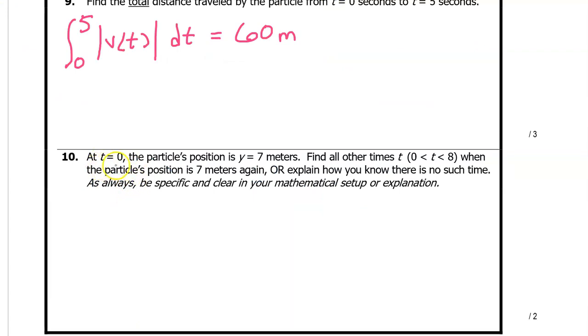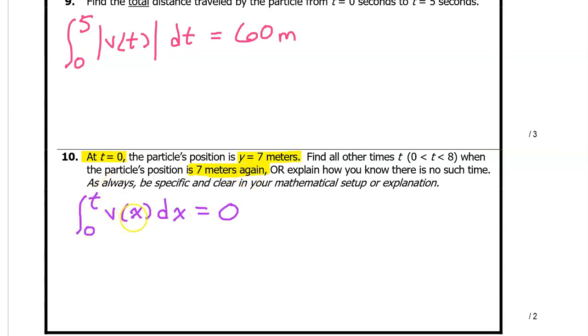Number 10, at t equals 0, the particle's position is y equals 7 meters. Find all other times on the interval from 0 to 8 when the particle's position is 7 meters again, or explain how you know that there is no such time. If the particle starts off at the position of y equals 7 meters, and later it's going to be at the same position again, 7 meters, what will be the net change in position? 0. So we're looking for time when the net change in position is 0.